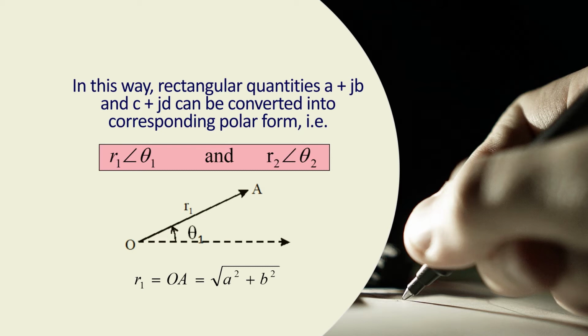Because this θ1 is representing that this particular value is leading the reference value by an angle θ1, and R1 is the magnitude. So the length of OA is showing the magnitude, which can be written as R1, and this θ1 is showing the phase angle, which is leading with the reference quantity.